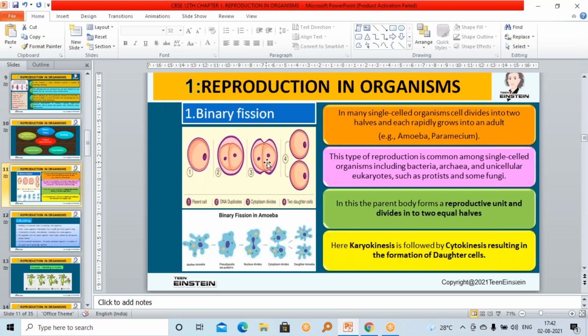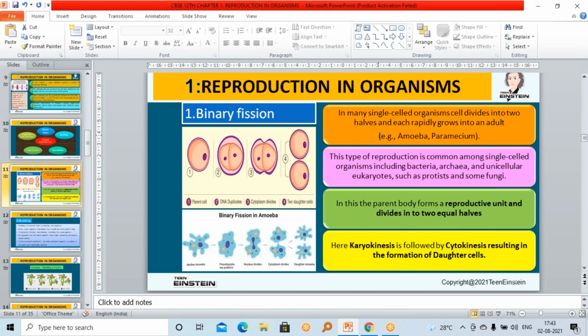Here, DNA duplication. That is one important point. DNA will get duplicated. Here you can see the duplicated DNA. And after that DNA duplication, cytoplasm divides. The cytoplasm is getting divided, and then two daughter cells are produced. You can see here, parental cell, DNA duplication or karyokinesis. That is the first step. Karyokinesis means nuclear division, the division of the nucleus.